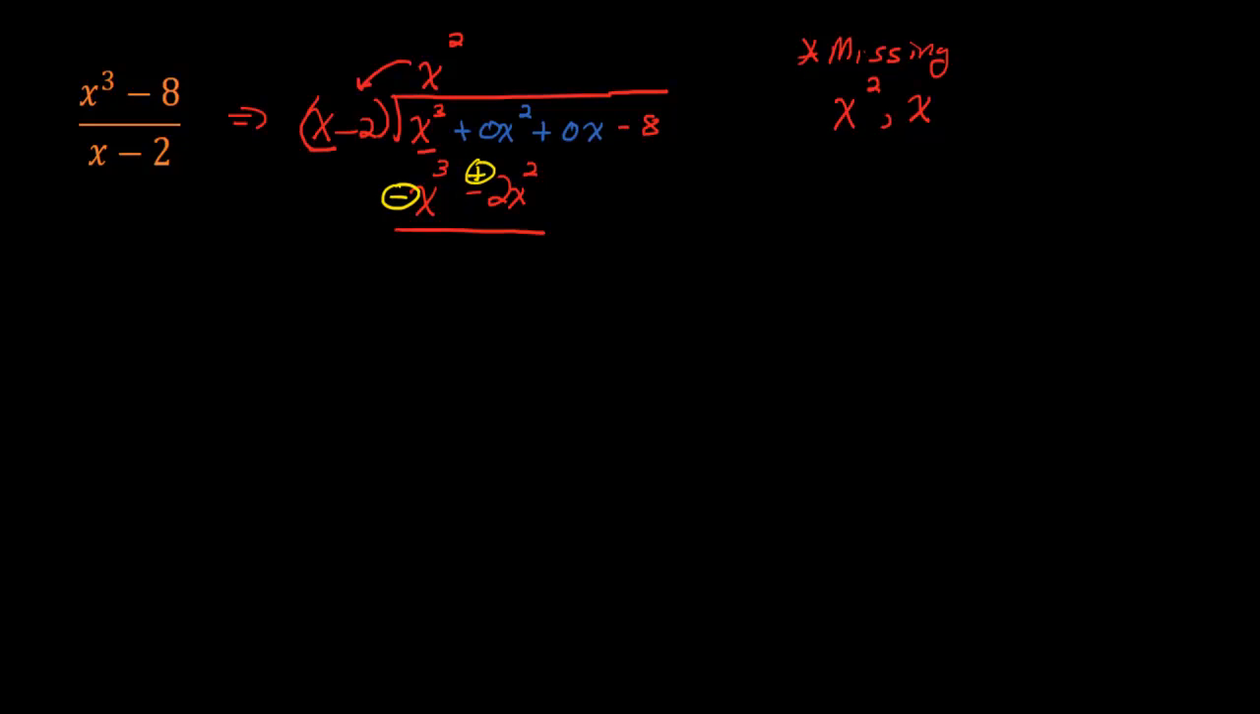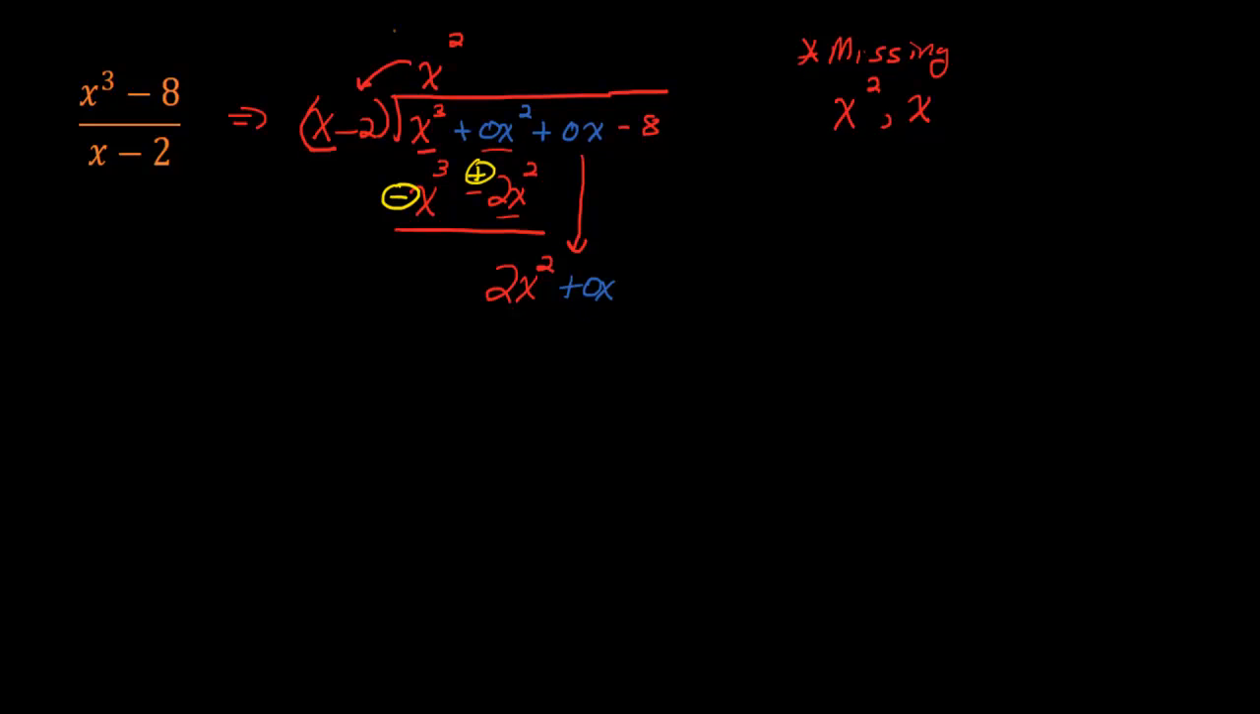So notice here, that's going to give me x cubed minus x cubed, which is the value of 0. 0x squared plus 2x squared is going to be a value of positive 2x squared. And then I'm going to bring down my value of 0x. We're going to bring down our value of positive 0x. And again, 0x is still a value of 0, but this just gives me an idea for placeholding.